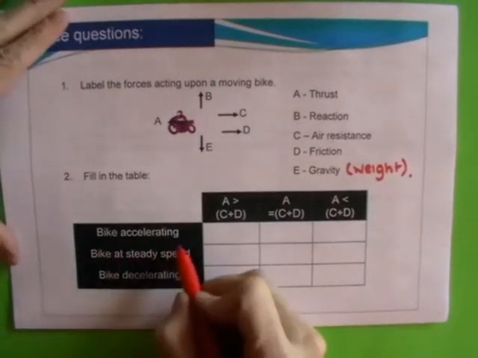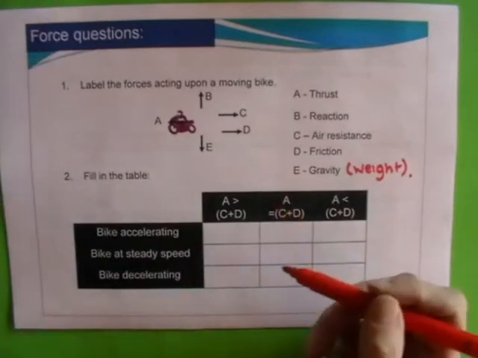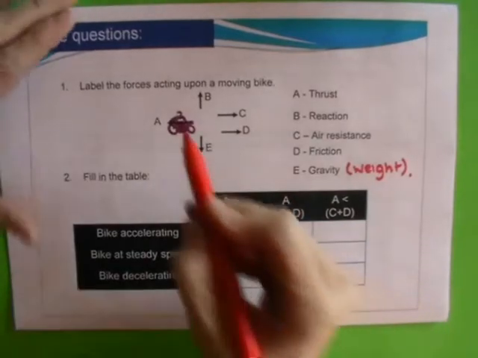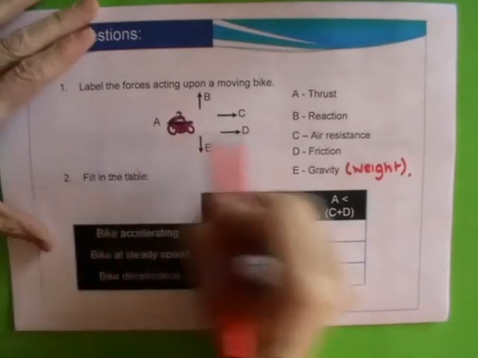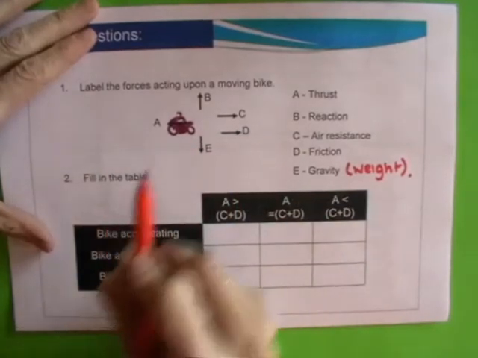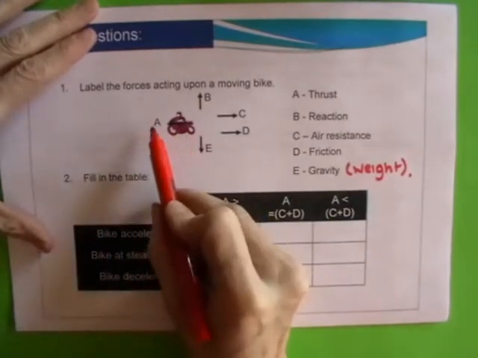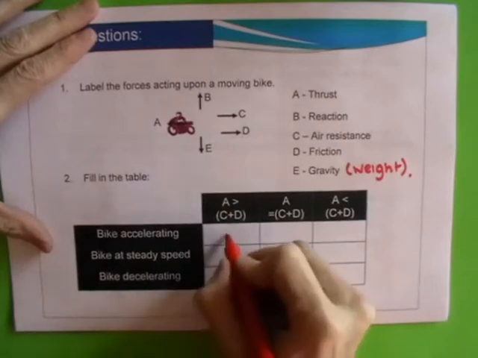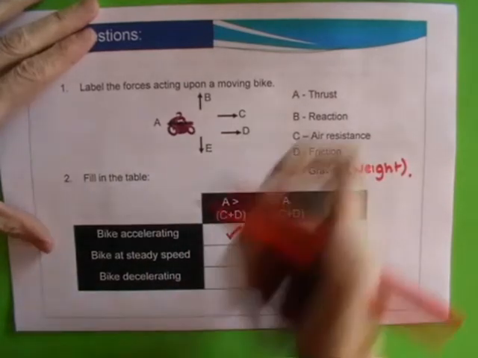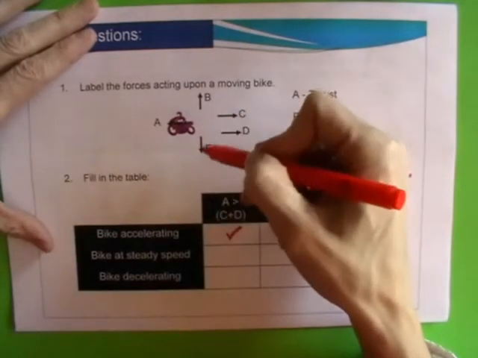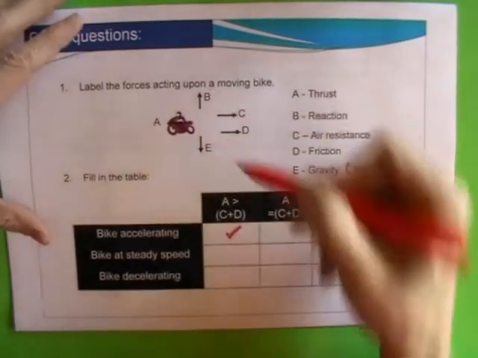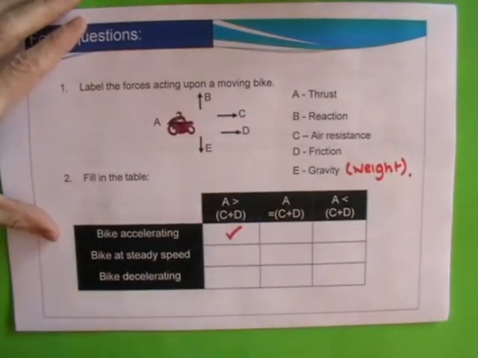When does the bike accelerate? So we know the bike accelerates whenever this forward force A is greater than anything moving backwards. And so therefore A has to be greater than C plus D, and the bike is accelerating. B and D should be balanced. There's no movement up or down of the bike, so they don't even come into the questions here.